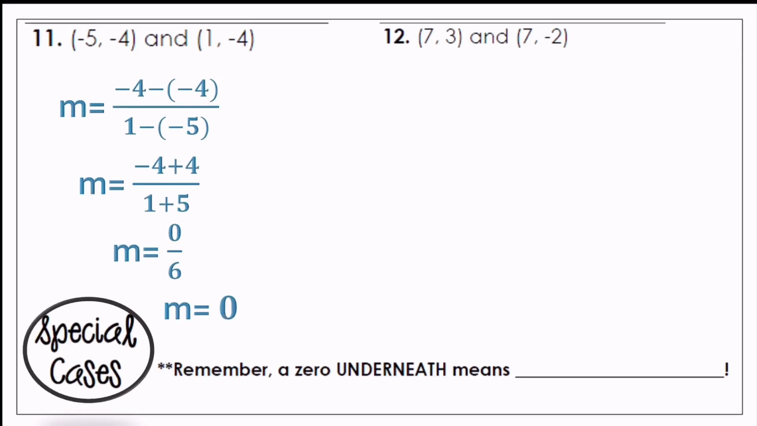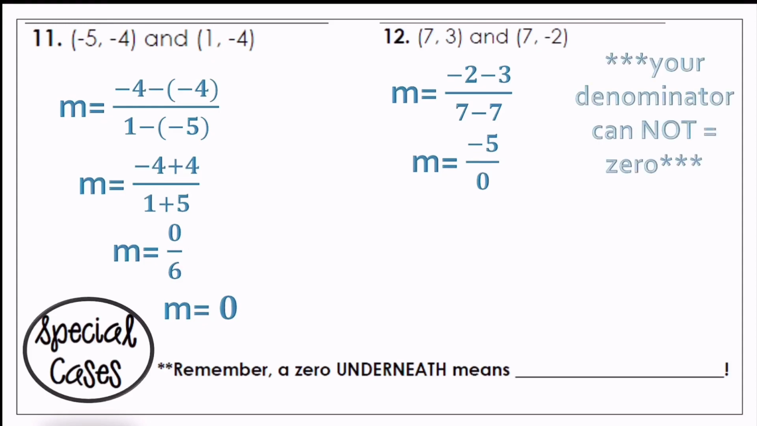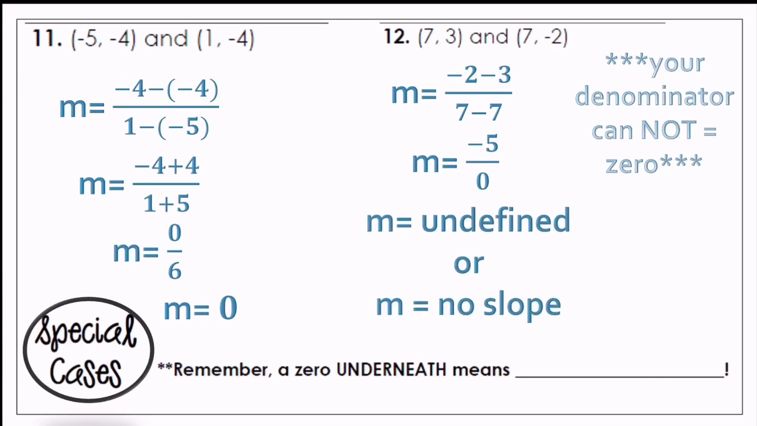Let's look here. When I set up my slope formula, okay, I put my y's on top and my x's on the bottom. When I actually go through and do this, I get -5/0. Ladies and gentlemen, your denominator cannot equal 0. We can't take something and divide it into 0 groups. So what we say is my slope is undefined, or you could say no slope. You can't say 0 because 0 is a slope, and that's when our numerator was 0. Okay? So remember, a 0 underneath means undefined, or you could write in no slope. Either way is fine.